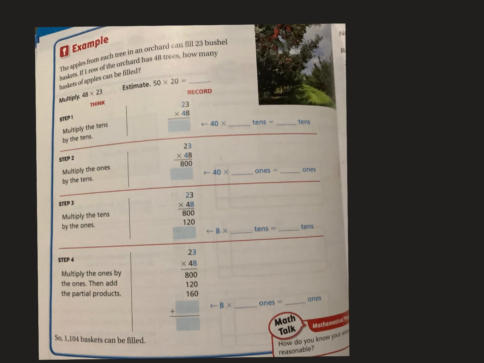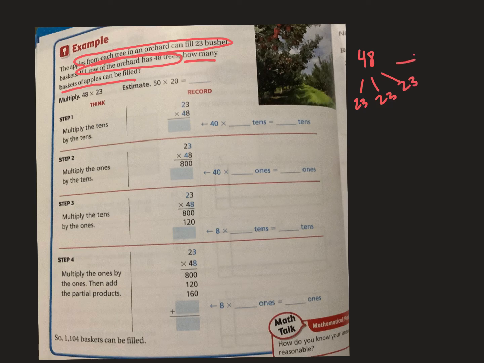Let's underline the question. How many baskets of apples can be filled? Let's circle the information they gave us. The apples from each tree can fill 23 bushel baskets, and one row has 48 trees. So I have one row with 48 trees, and that is 23 plus 23 plus 23 plus 23 plus 23, 48 times. I know you don't want to be doing repeated addition and adding 23 to itself 48 times over. That would be awful, right?